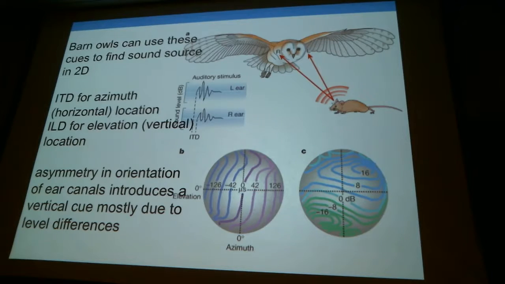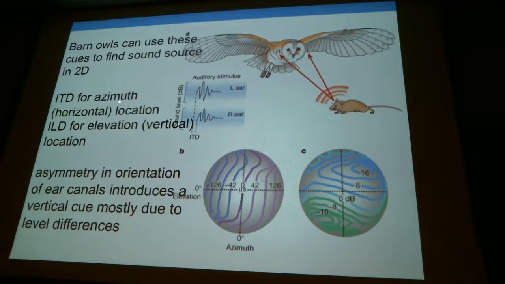There's an animal that actually uses both of these cues to find two-dimensional space. And this is the barn owl. And if you end up taking the 400 level classes in neurophys or whatever, you'll learn more about the system. But the basic idea is that barn owls are incredible auditory predators, and they can localize cues in complete darkness. So we know that they have great auditory localization abilities. And they can use these two cues.